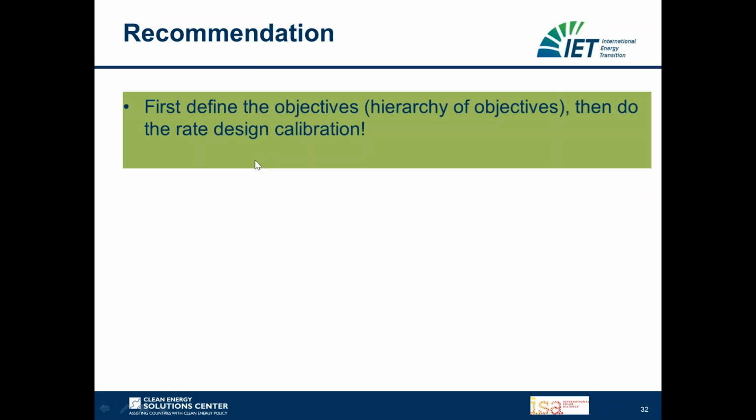So once again, to come back to my first major recommendation: first of all, you should really define these objectives and come up with a hierarchy of these objectives, and then do the rate design calibration. Thinking about all of these different objectives, which we have now gone through, will help you very much as a policymaker to come up with a rate design which takes different points of view into consideration, and which is also able to solve some of the trade-offs which we have discussed and which we are still going to discuss.